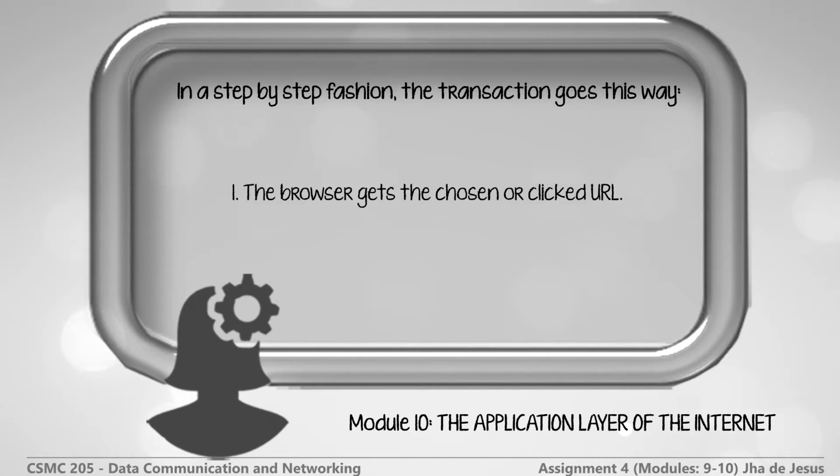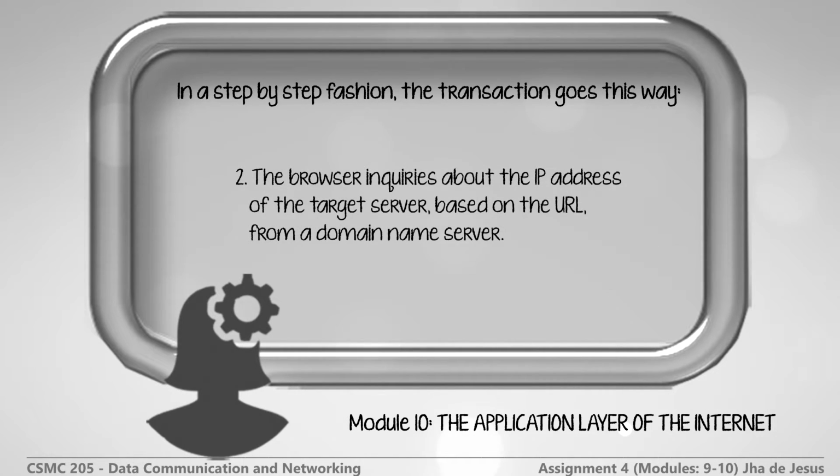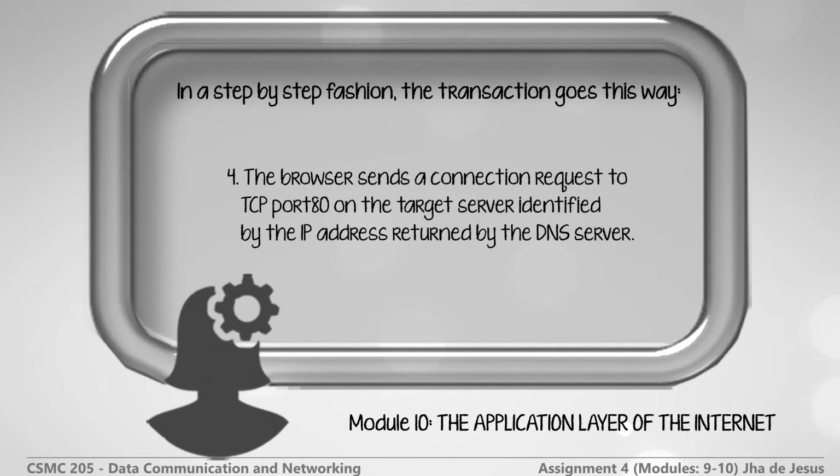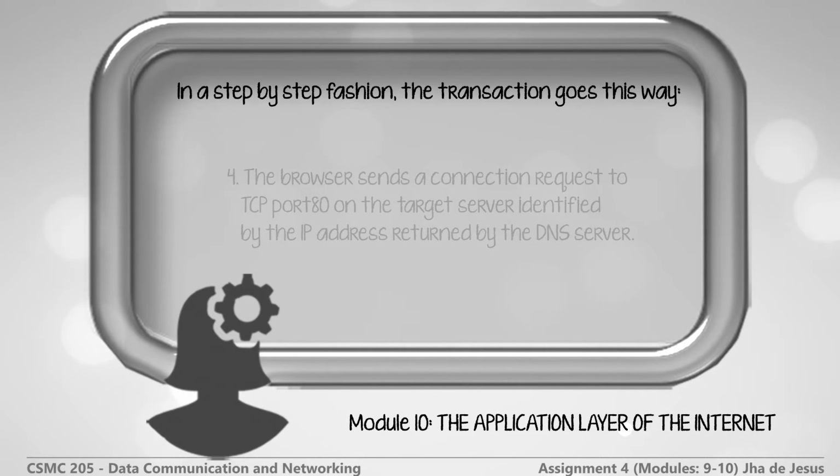First, the browser gets the chosen or clicked URL. Next, the browser inquires about the IP address of the target server based on the URL from a domain name server. Third, the DNS server replies with an IP address. Fourth, the browser sends a connection request to TCP port 80 on the target server identified by the IP address returned by the DNS server.